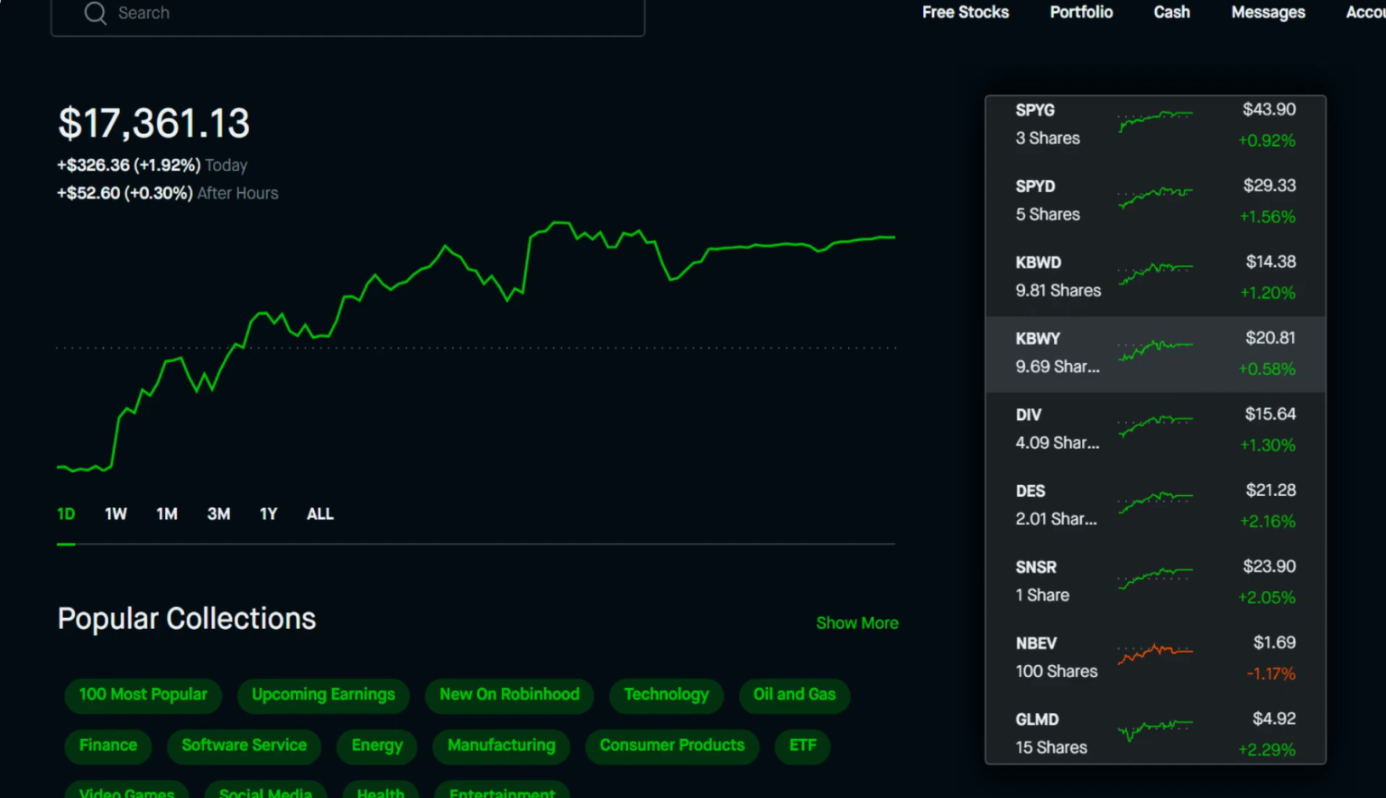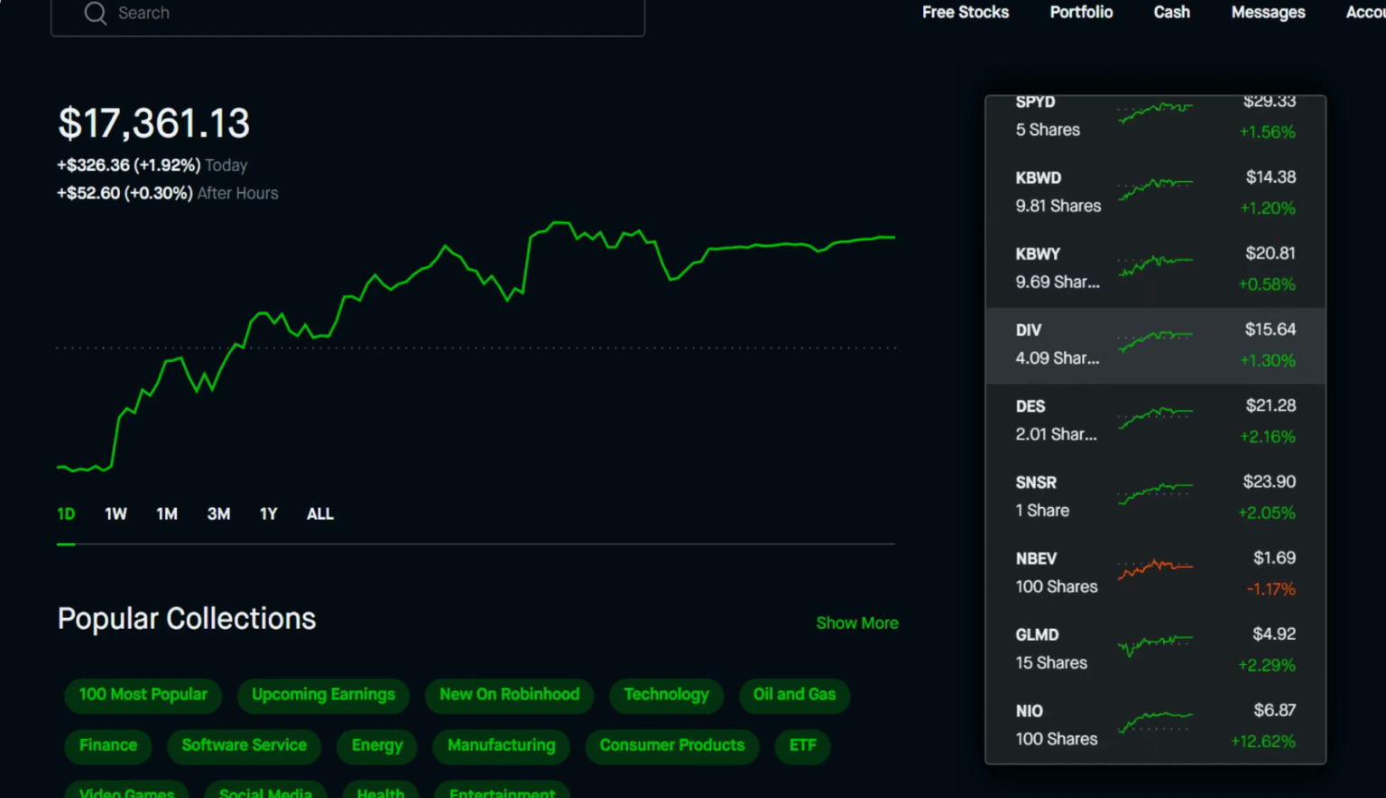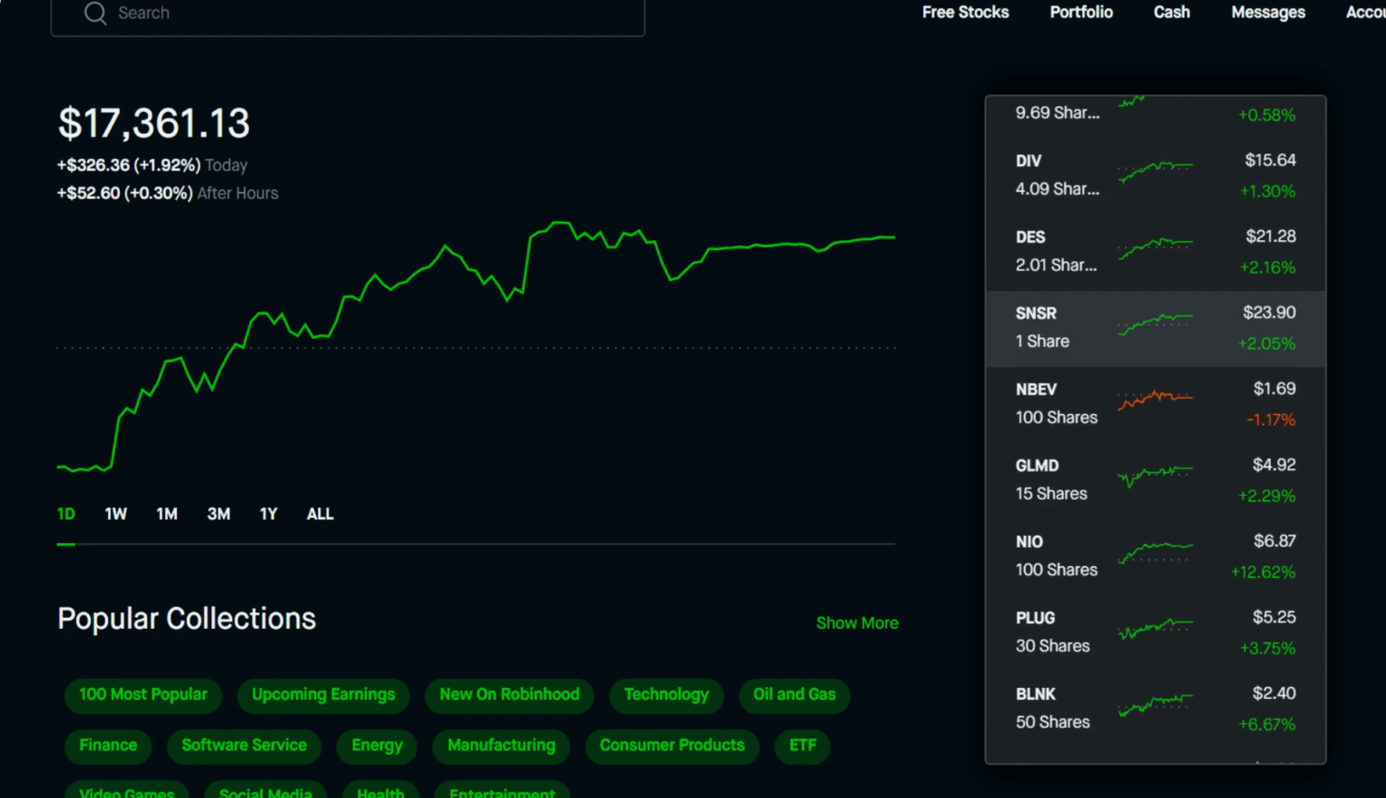This one is the REIT, high dividend yield one. DIV is the super dividend fund, 4.09 shares. DES, that's right, another mid cap or small cap dividend fund, 2.01 shares. SNSR is the Internet of Things fund, 1 share of that.